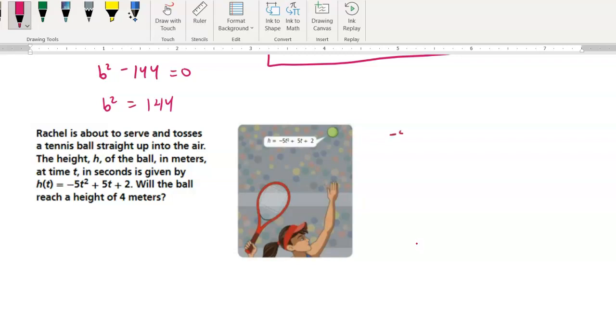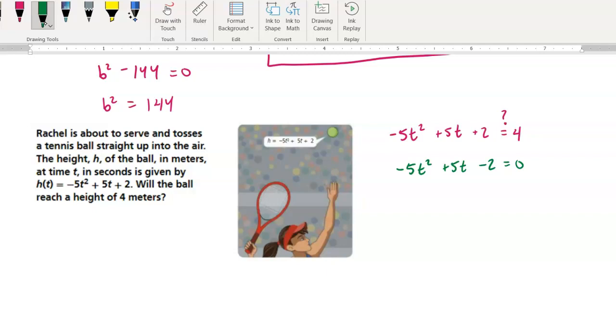So here's how we're going to do that. So we have that formula, -5t squared plus 5t plus 2. I want to see, will that ball reach a height of 4 meters? So will it equal 4? I don't know. But here's what I do know. What I do know is in order for me to do anything with the quadratic formula, including the discriminant, I need to get it equal to 0. Remember we said that at the beginning, everything so far has already been equal to 0, but this one is not. So I'm going to start by subtracting 4 from both sides. So now I have it equal to 0.